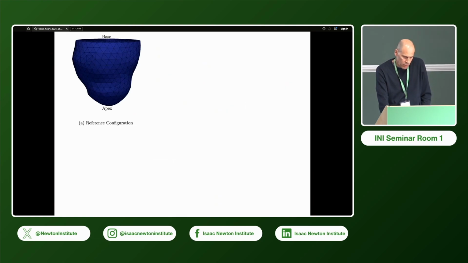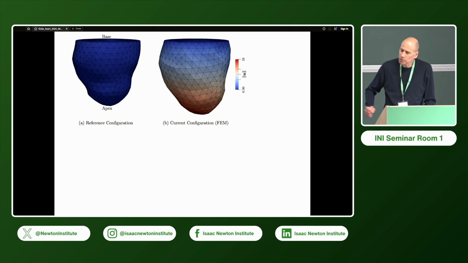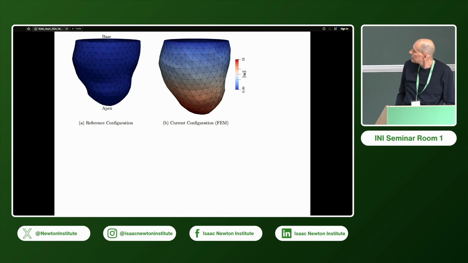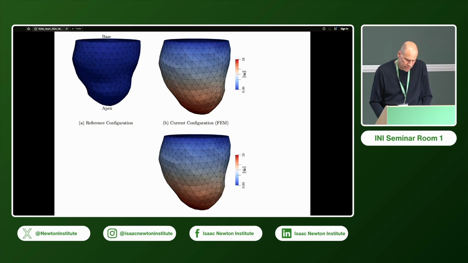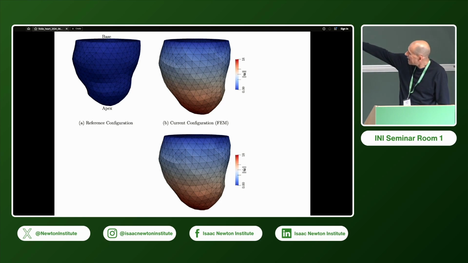So to finish, I think I'm close to the end of my time slot. Here's the left ventricle configuration at early diastole. If you run the simulator based on finite element discretization, you see how that now reconfigures. The left ventricle inflates. You see the legend, the colors indicate the amount of displacement or strain. That is what you get with the finite element discretization using the original simulations. That is what you get with the physics-informed graph neural network. Just by eyeballing these two graphs, they look pretty similar.